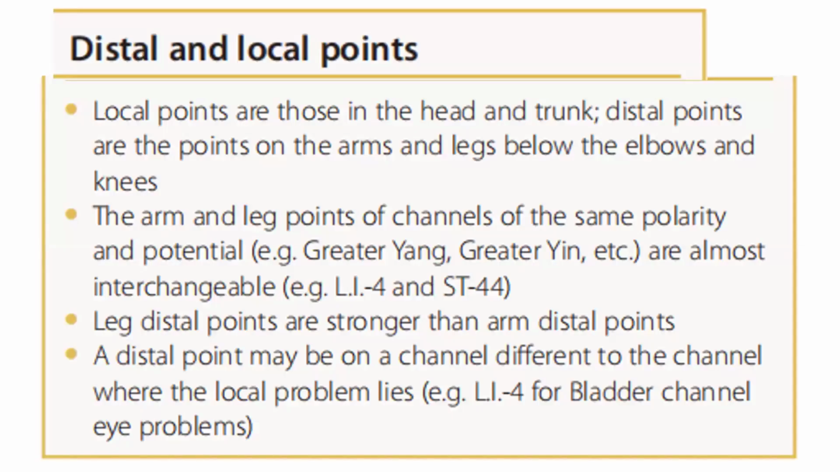Distal and local points. Local points are those in the head and trunk. Distal points are the points on the arms and legs below the elbow and knees. The arm and leg points of channels of the same polarity and potential, for example greater yang, greater yin, are almost interchangeable. For example, liver 4 and stomach 44. Leg distal points are stronger than the arm distal points. A distal point may be on a channel different to the channel where the local problem lies. For example, LI4 for bladder channel eye problems.